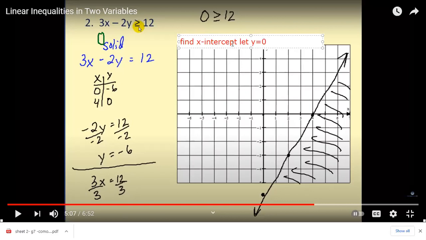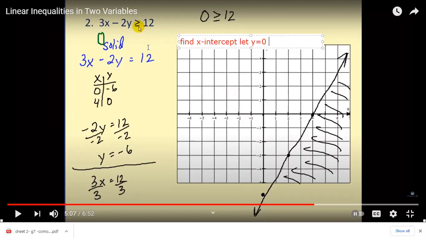Let y equal 0. So quickly, you will change it into an equation like 3x minus 2y equal 12. If you want to find the x-intercept, let y equal 0, then remove y, which means it will be 3x equal 12. Divide by 3 on both sides, then x equal 4, right? If you want to find the y-intercept, let x equal 0, then remove x, then you have negative 2y equal 12. Then you will divide by negative 2 on both sides, then y equal negative 6, so it will be 0 and negative 6.